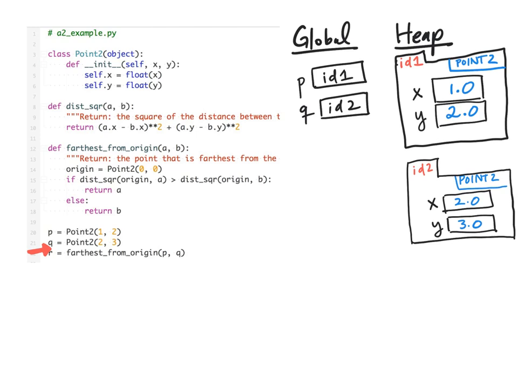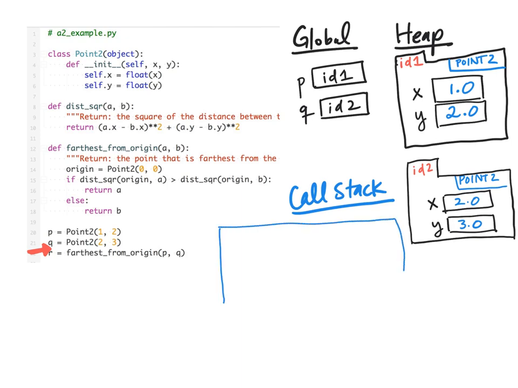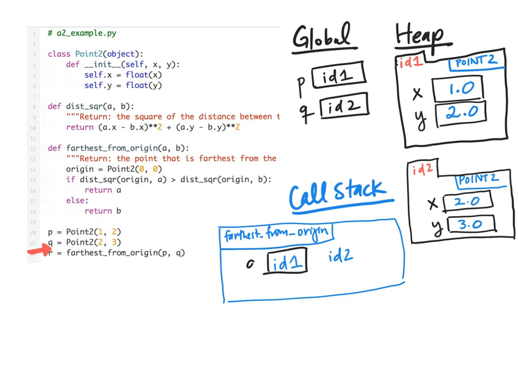Line 22 calls the function farthest from origin. This is our first function call, and so it's a good time to create our call stack. We'll begin by drawing a call frame for the function farthest from origin. The arguments we passed into farthest from origin are p and q. These arguments have the value id1 and id2. These argument values become the values for the parameters a and b.